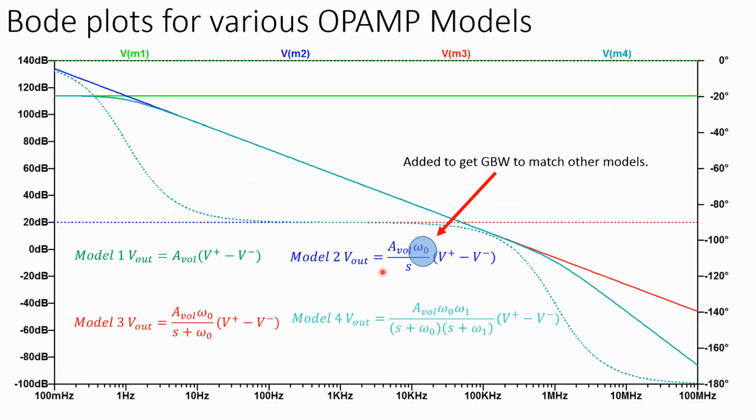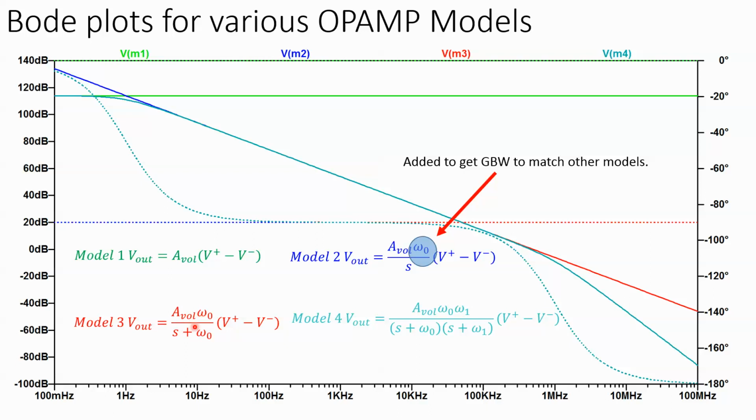So let's look at the Bode plot, and we can see for the green there is our open loop gain, and it's constant versus frequency. That's that model. Then model 2, and again I've added a term here just to make sure that everything lines up, and we can see that it's an integrator, right? The red and the blue are overlapping, so you can't tell, right? But we have an integrator function times the difference.